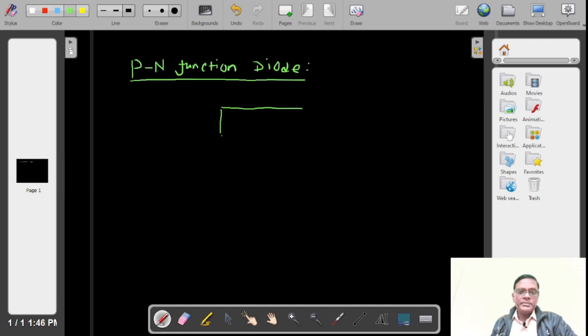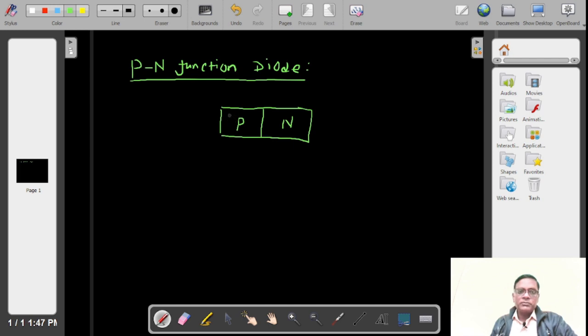and an n-type semiconductor together, and join them like this, as we know, when a semiconductor is formed, initially it is fabricated as either p-type or n-type. To fabricate a p-n junction diode, we take different concentrations, that is, hole concentration and electron concentration.